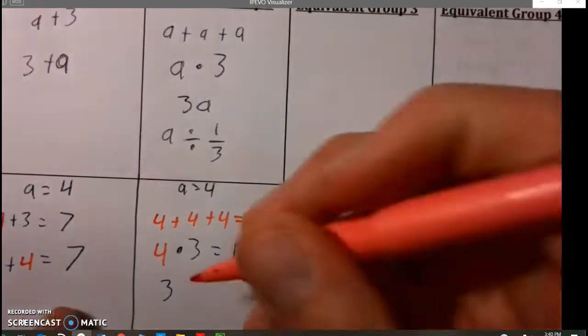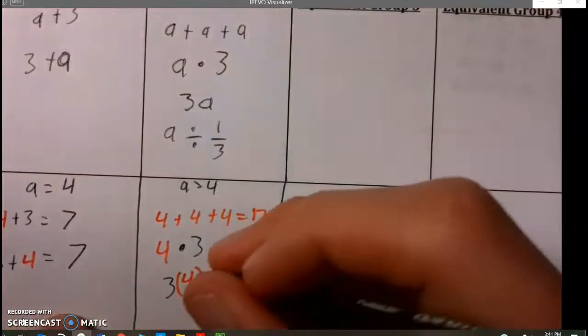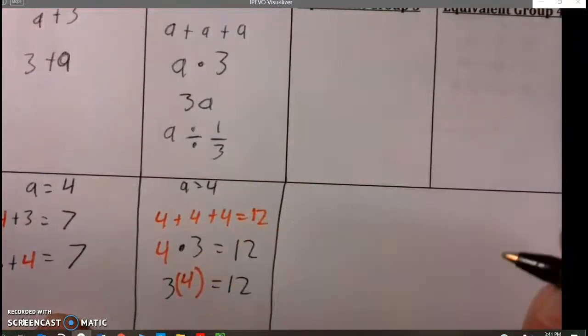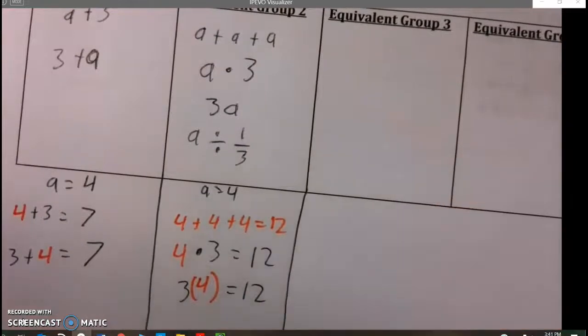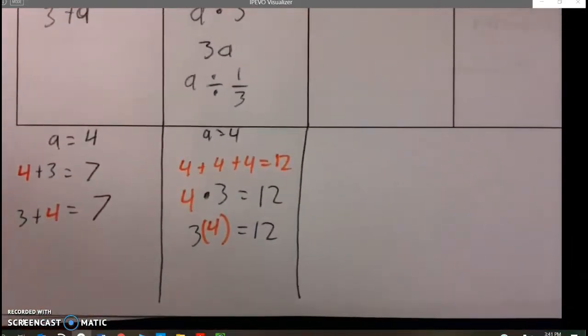Next one, 3a, 3, substituting in 4. And then when we substitute in with next to notation, we typically write that value in parentheses. That's another way of representing multiplication. And once again, 3 times 4 is 12. Okay? So all of those were kind of expected. Now for that final one, that dividing fraction one, that's a little bit trickier.